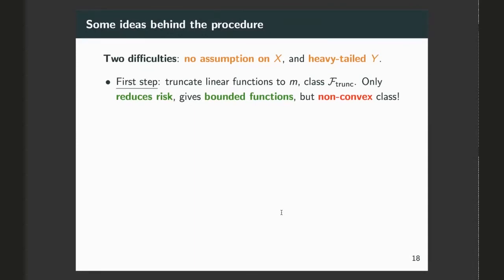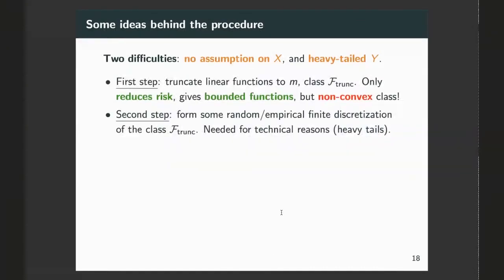But there is a price to pay, and the price to pay is that now the class of truncated linear functions becomes a non-convex class. Whereas the initial class was convex, because if you take two linear functions and take the average of the two, it will still be a linear function. But if you take two truncated linear functions, the average of the two will no longer be a truncated linear function. So you moved from a convex class to a non-convex one, and this can cause some difficulties, both in terms of optimization, but also in terms of statistics.